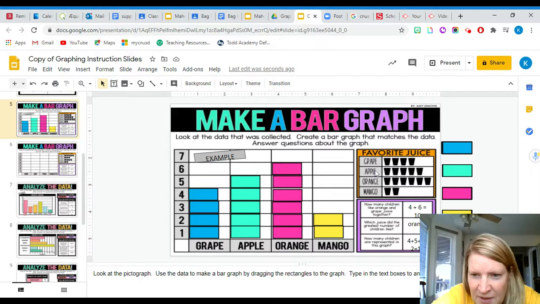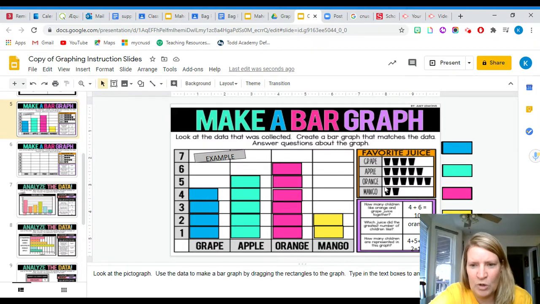Now let's look at apple juice. 1, 2, 3, 4, 5. 5 of the kids liked apple juice. And we represented that by putting in these little boxes in the bar graph in the column. This represents 1 child, 2 children, 3 children, 4 children, 5 children.